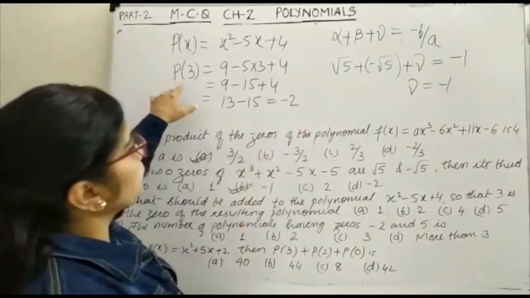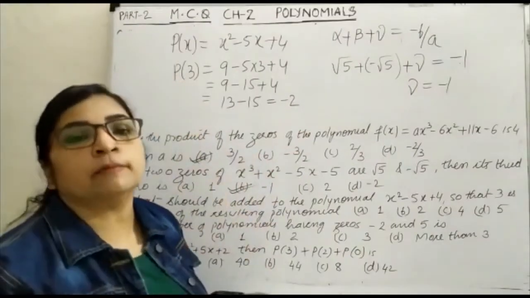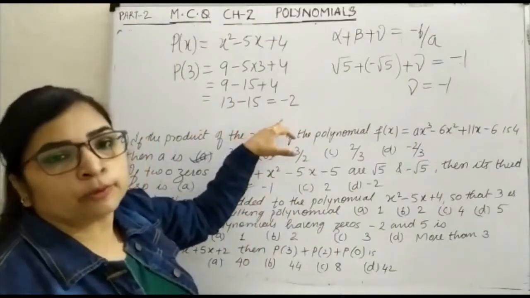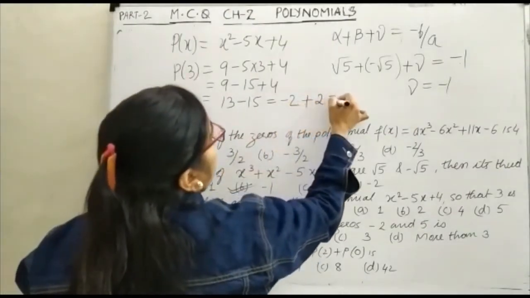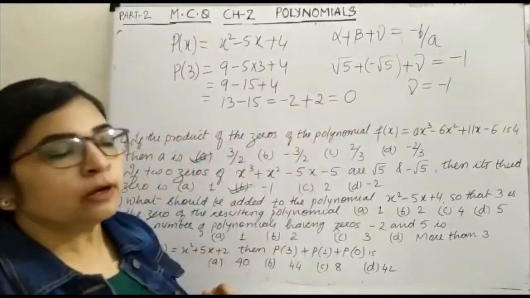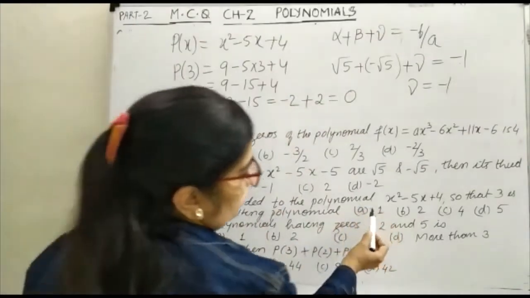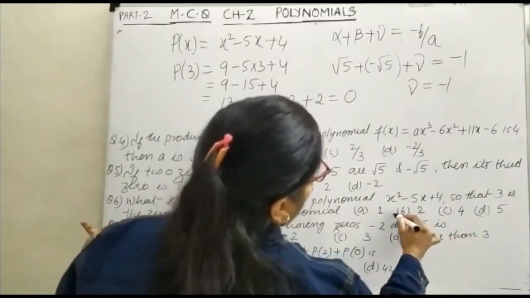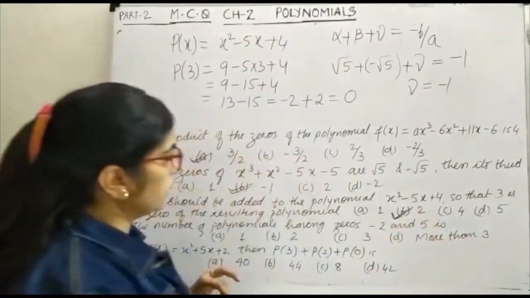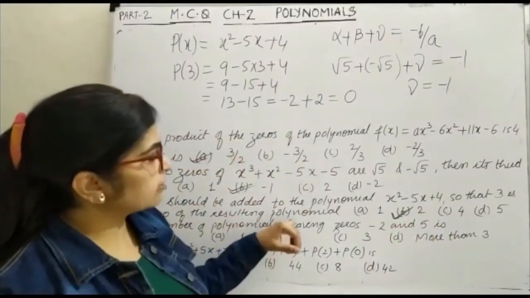Now if 3 is a zero of the polynomial, value of P3 should come 0. So what you are going to add for this minus 2, that is plus 2, and then it will be your zero of the polynomial. So the options given for question number 6 is 1, 2, 4, 5. So what is the correct option? B.